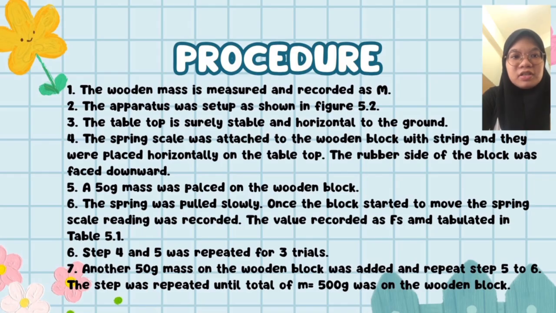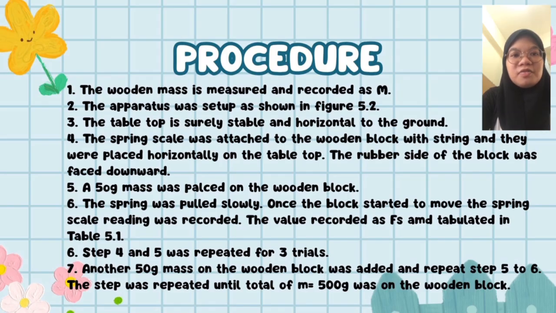5. A 50 gram mass is placed on the wooden block. 6. The spring scale is pulled slowly. The block started to move once, and the spring scale's reading is recorded. The value is recorded as Fx and tabulated in table 5.1.